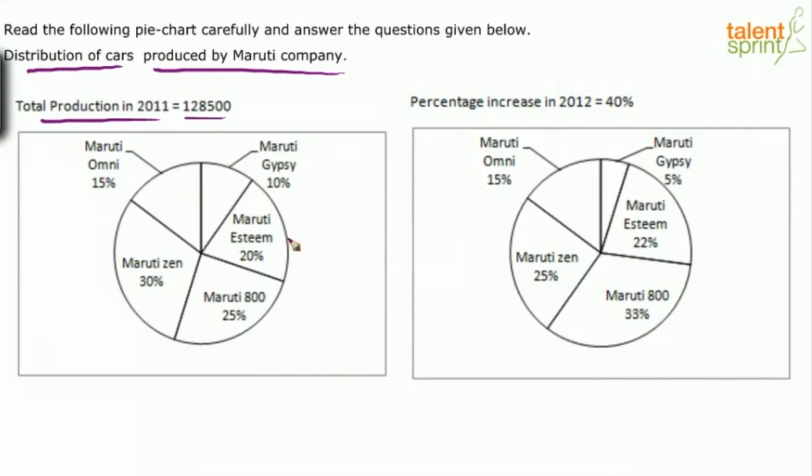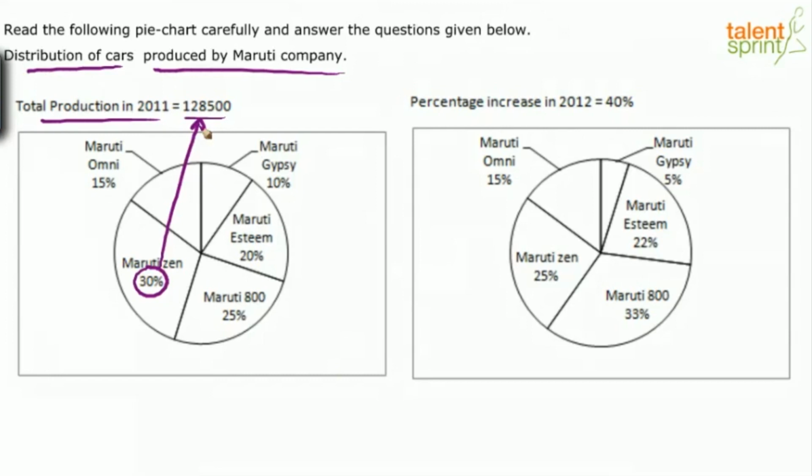and the percentage distribution of these cars is given to us. Like 10% of the cars produced were Maruti Gypsy, 20% of the cars produced in 2011 were Maruti Esteem, 25% of the cars were Maruti 800, then 30% and 15% were Zen and Omni respectively. Alright. So let's say if I ask you how many Maruti Zens were produced in the year 2011, what do you say? 30%. 30% of what? 30% of the total value, right?